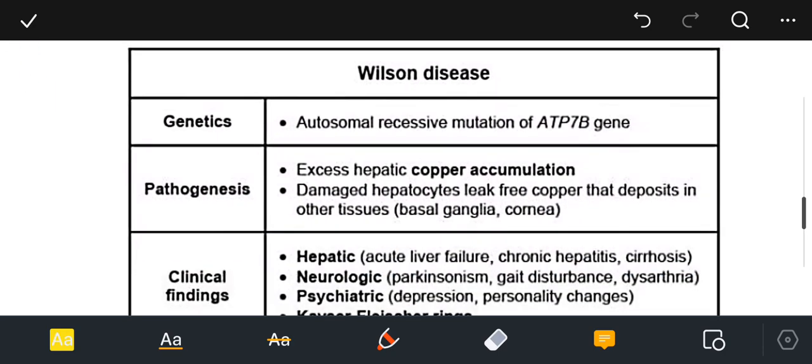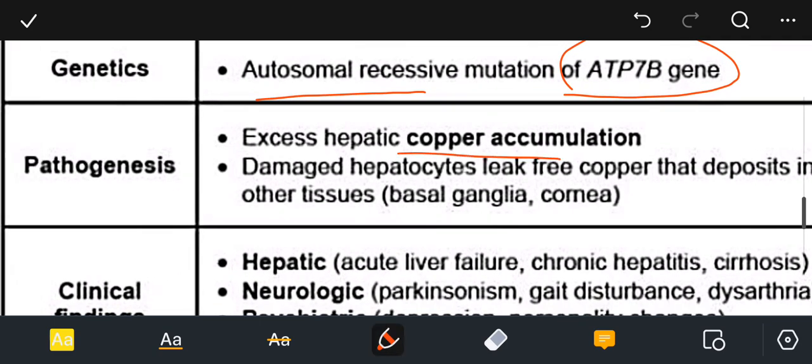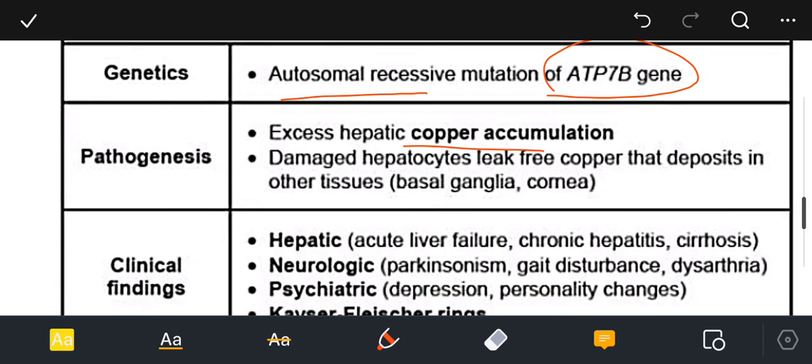Then what is Wilson's disease? Genetics: autosomal recessive mutation in the ATP7B gene. Again, I would like to emphasize that most of the disorders are autosomal recessive. If you find anything autosomal dominant, mark it, because there are very few autosomal dominant disorders. Pathogenesis of Wilson's disease: excess hepatic copper accumulation. Damaged hepatocytes leak the free copper that deposits in other tissues, basal ganglia and cornea.